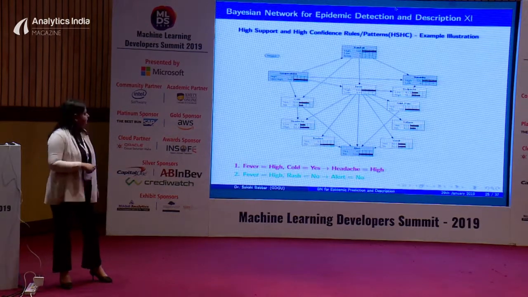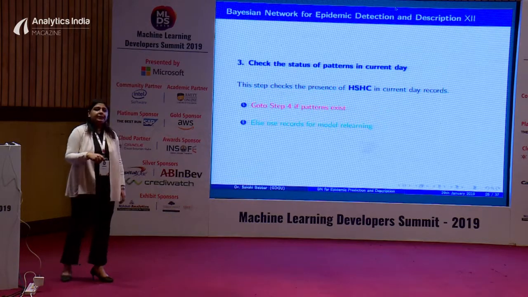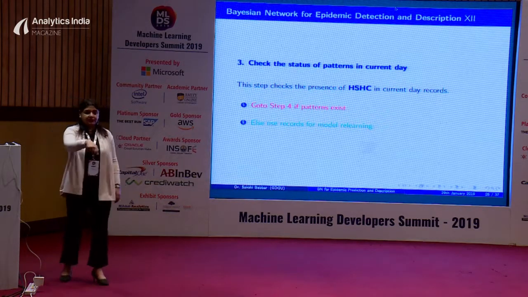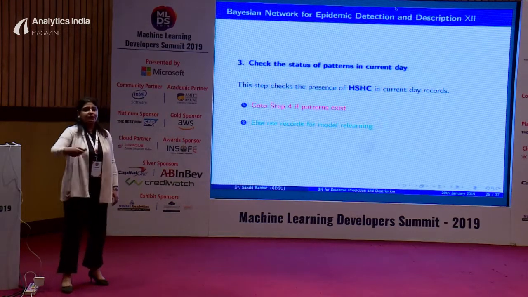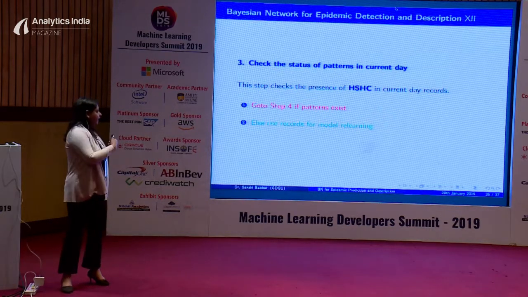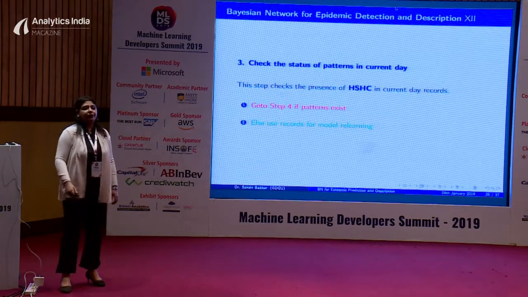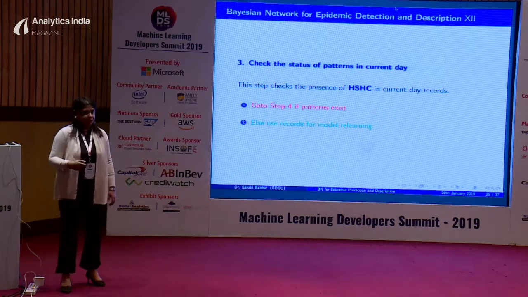Right. So what we need to do is see if these high support, high confidence rules are present in the data that we are receiving today. If we are seeing that lots of patients are coming with these rules, then we may say that there could be a chance of an epidemic, and we will keep on observing the data for the next day and see how the patterns go.